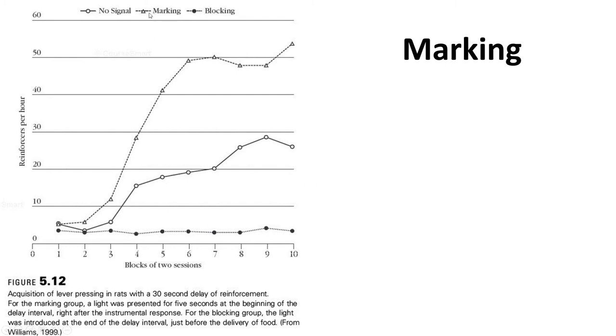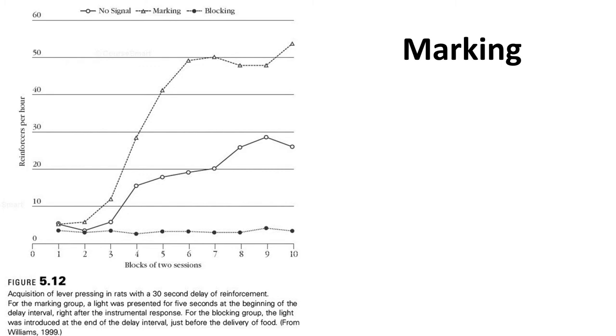We're going to have a marking group where when the rats actually press the lever, then a light would be presented immediately after the correct behavior, the lever pressing, was done. And then they would still be receiving their reinforcement 30 seconds later, but that light turning on marks the fact that pressing that lever was significant or important. And then we can have a blocking group, which would be that they press the lever and then right before the food reinforcer was delivered, the light would turn on.